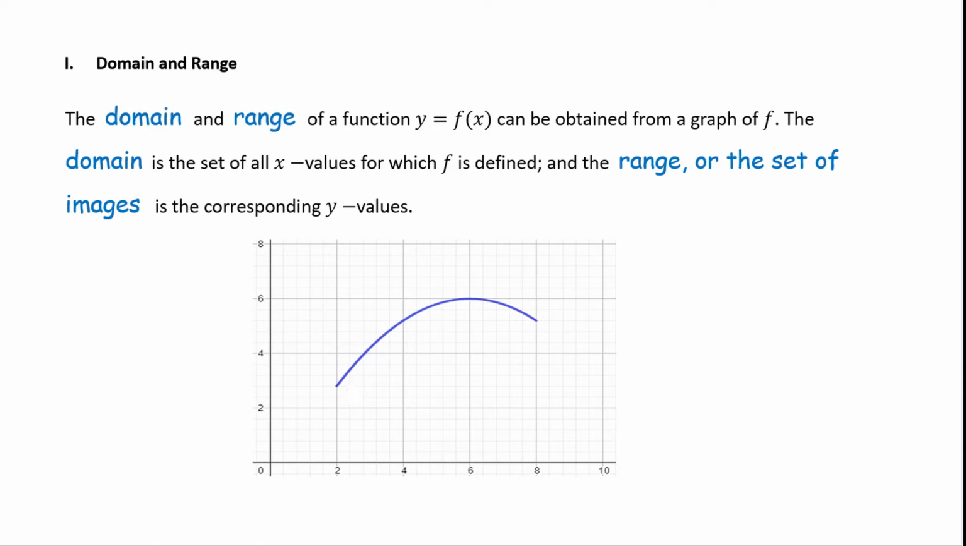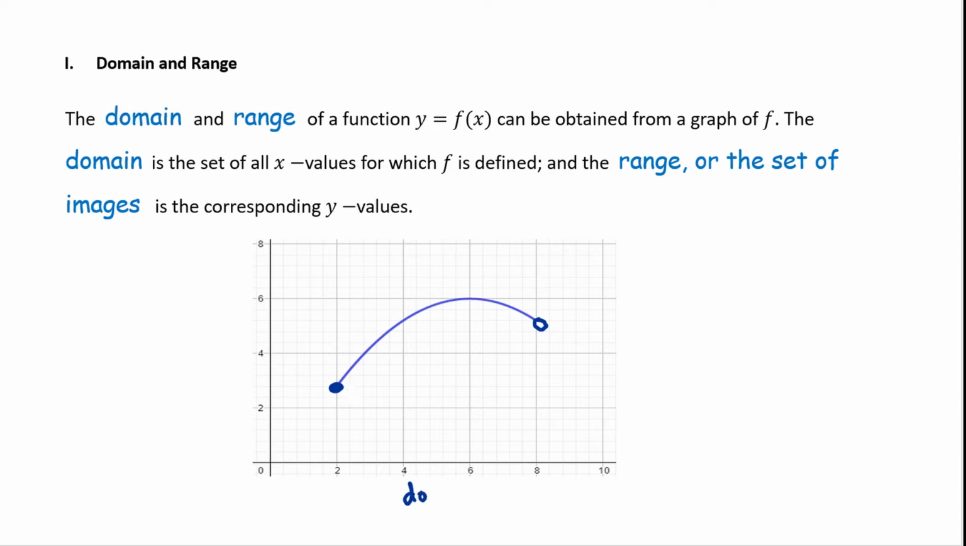The graph is in the first quadrant. The window of display is 0 to 10 in 2-unit increments on the x-axis and 0 to 8 in 2-unit increments on the y-axis. It is a portion of a downward-facing parabola. Let's draw a solid dot at the left end of the graph to indicate that the point is included, and a circle or an open dot at the right end of the graph to indicate that the point is not included.